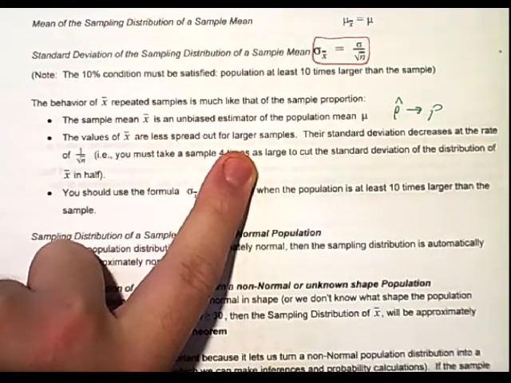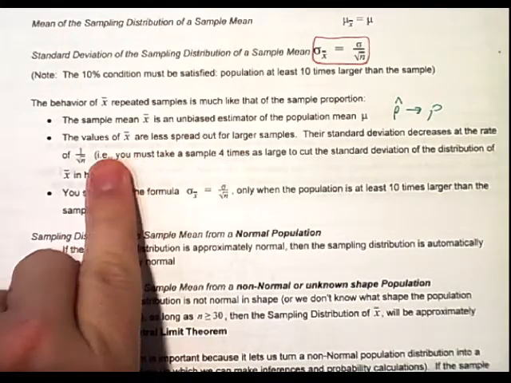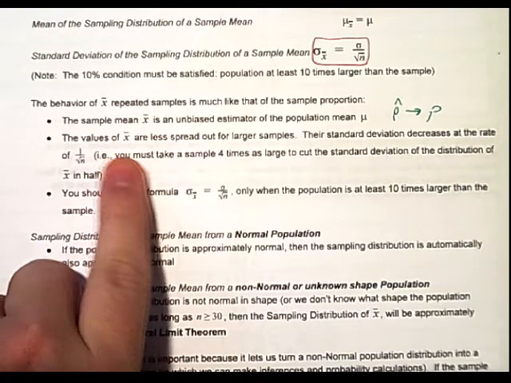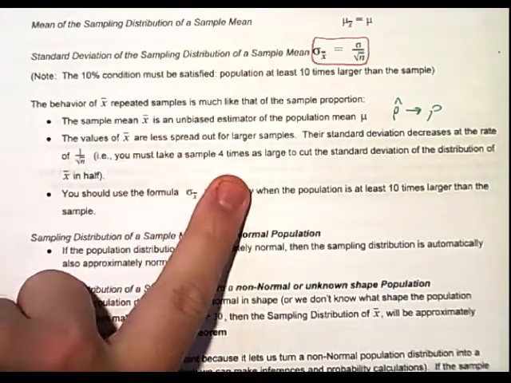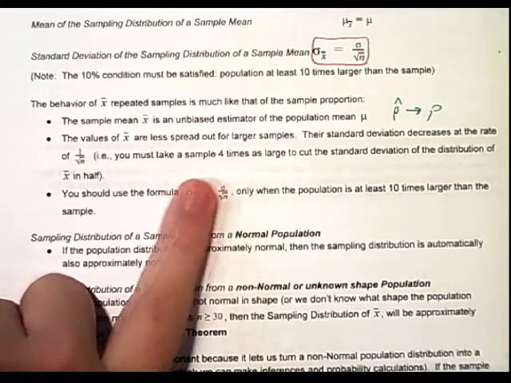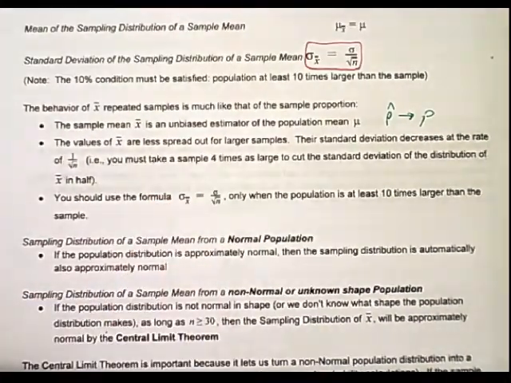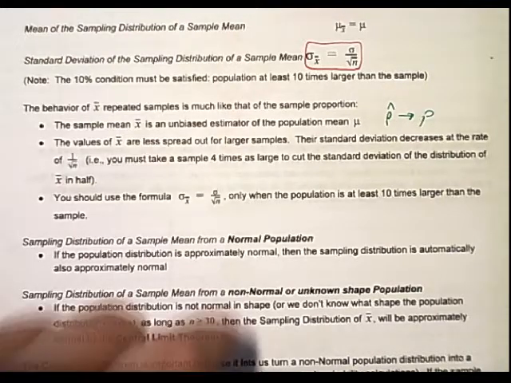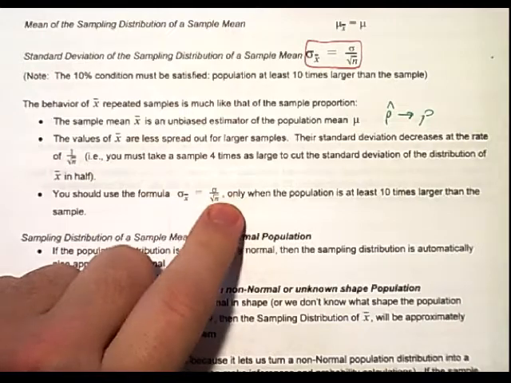It says their standard deviation decreases at the rate of 1 over the square root of n. For example, you must take a sample 4 times as large to cut the standard deviation of the distribution of X bar in half. Remember that last question from the last section where the sample size went from 1,000 to 9,000, so it went up 9 times as much, but it only cut the standard error down by 1/3. It only divided it by 3. It's the same thing here because you have a square root of n in the denominator.